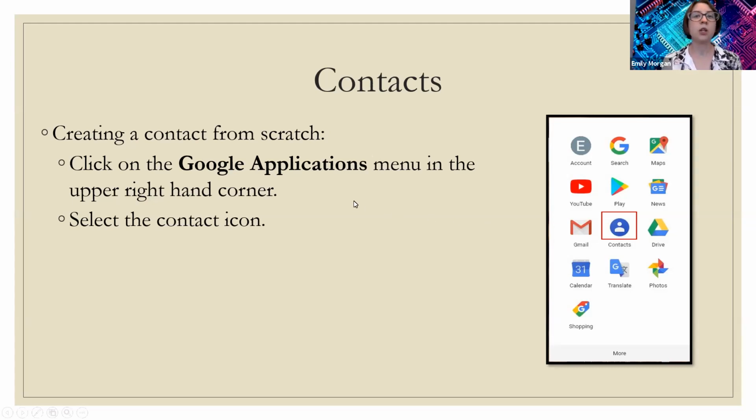So you can create a contact from scratch as well. You can click on the Google Applications menu in the upper right-hand corner and select the contacts icon. So again, you're going to go to that little square with the 3 dots in it. It usually appears in the upper part of your email, and you're going to go right here to contacts.